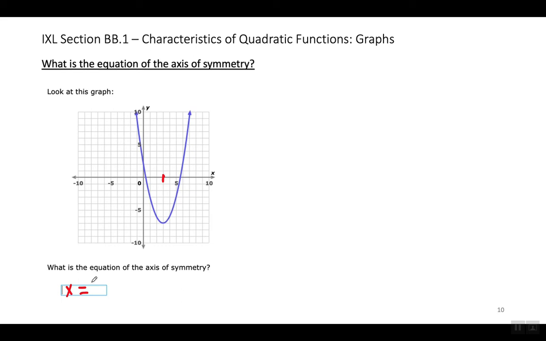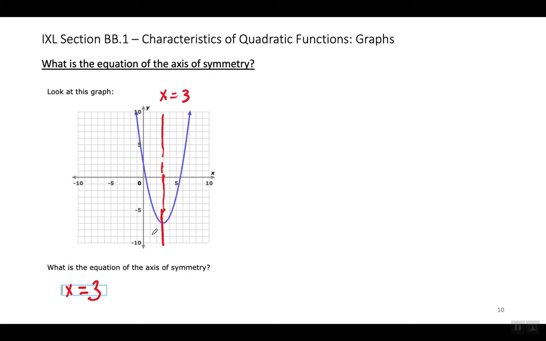You have to write x equals, and then you're going to put the x coordinate, because the equation of this line is x equals 3. Okay, the equation of this line is the axis of symmetry. It divides the parabola in half. The equation of that line is x equals 3.